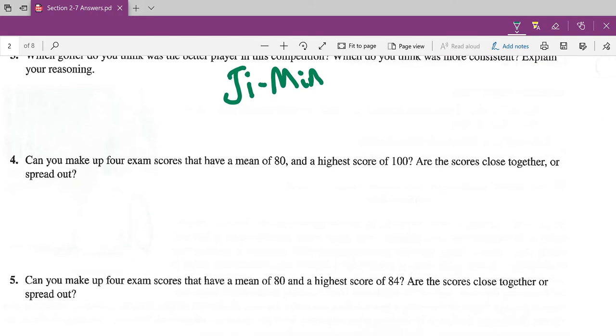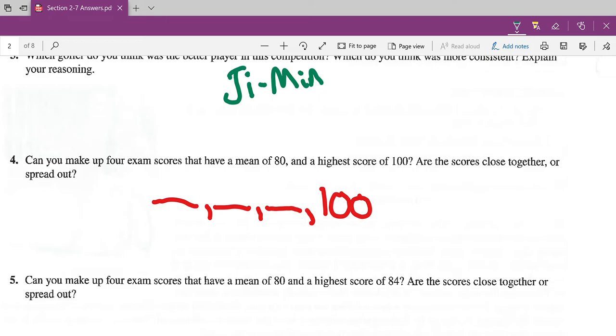Can you make up four exam scores that have a mean or an average of 80, with the highest score being 100? So what that means is we're looking for four scores, with the last and highest one being 100, so that when I add them up and divide by four, I get an average of 80. This would be a good time to pause the video and see if you can play with some numbers until you get something that works. It's actually kind of a fun puzzle. So take a minute, pause it, and see if you can come up with some numbers that work.